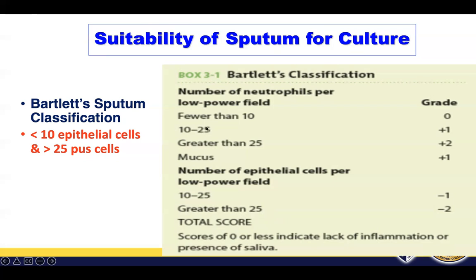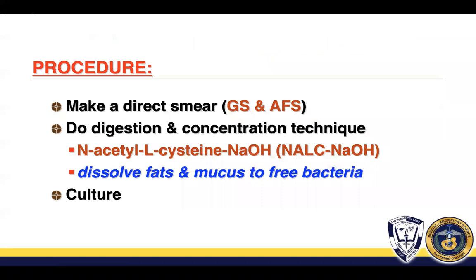However, if you come up with fewer than 10 neutrophils per low power field, that's 0. And you count about 10 epithelial cells per LPF, that's -1. So you come up with -1. So that's less than 0, so your specimen is not suitable for culture. You'll have to call the patient back in for repeat collection. So that's your suitability test for culture prior to performing the actual procedure.